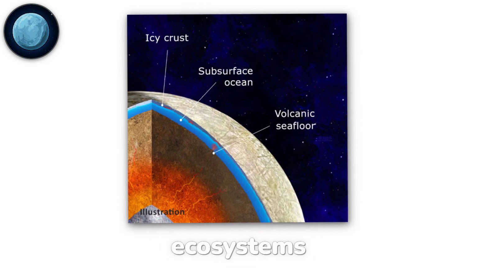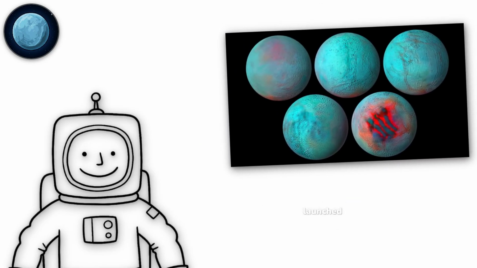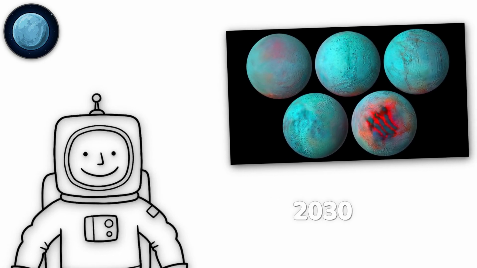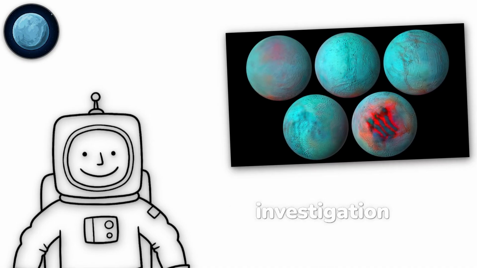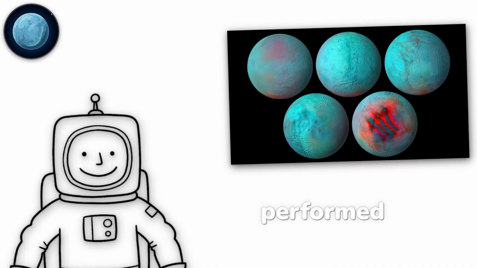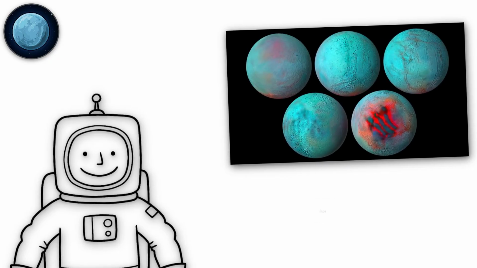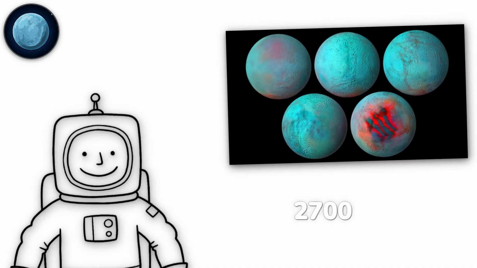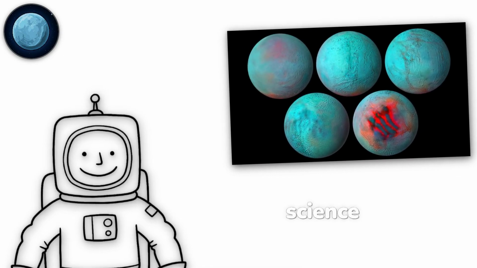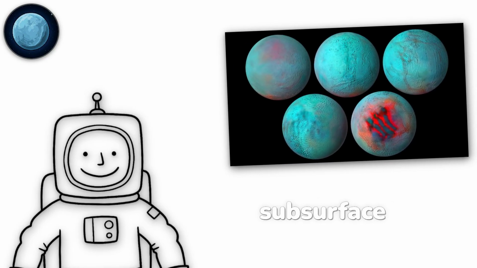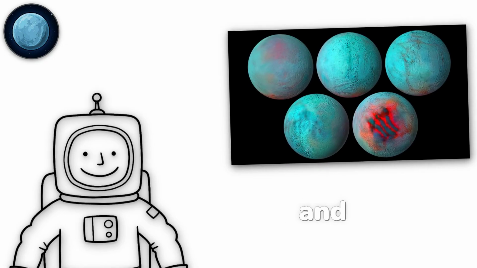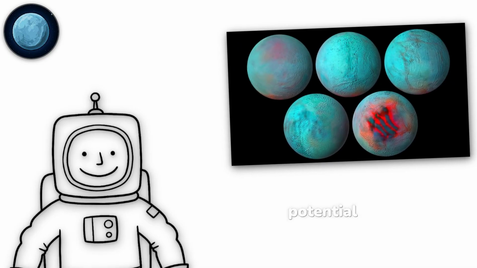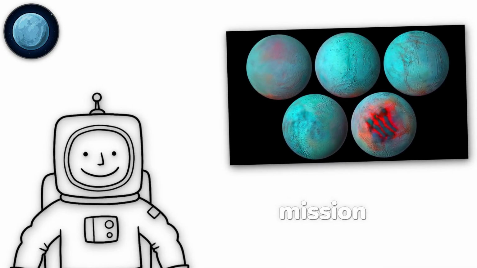The Europa Clipper spacecraft, launched by NASA in October 2024 and scheduled to arrive at Jupiter in 2030, was designed to conduct the most comprehensive investigation of Europa ever performed, making approximately 49 close flybys of the moon at altitudes ranging from 25 to 2,700 kilometers, and using its 9 science instruments to characterize the subsurface ocean, the ice shell's thickness and composition, and the moon's potential for habitability in preparation for a potential future lander mission.